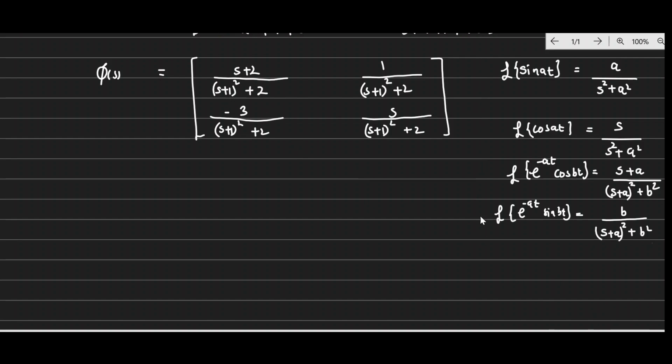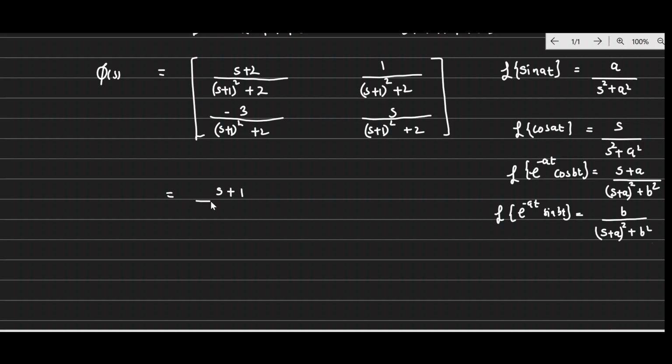Somehow it looks like cosine, but the problem here is that you have s plus 2. Remember, these have to be the same, isn't it? So I have to do something there. I'm going to separate this s plus 2. I'll write this as s plus 1 plus 1, and then divide by the denominator, so I can just write them separately.